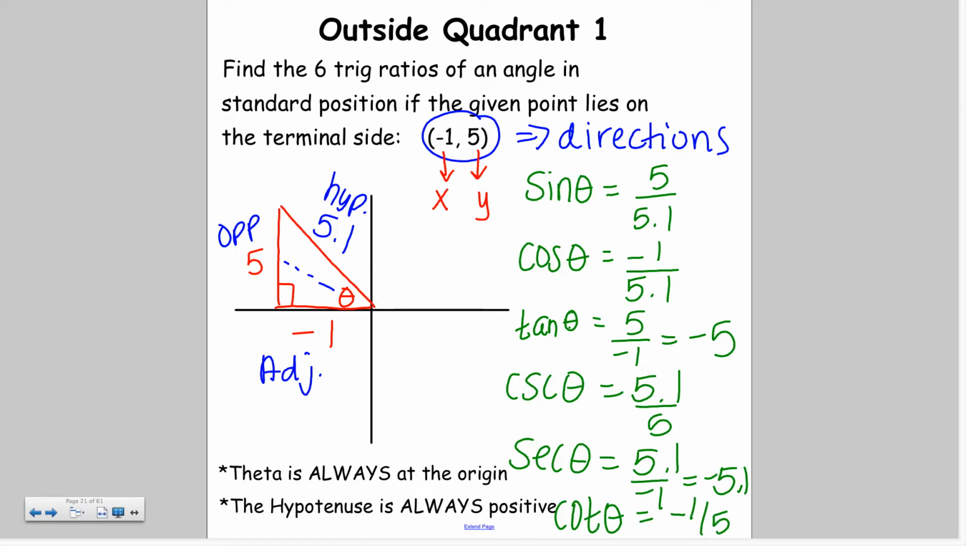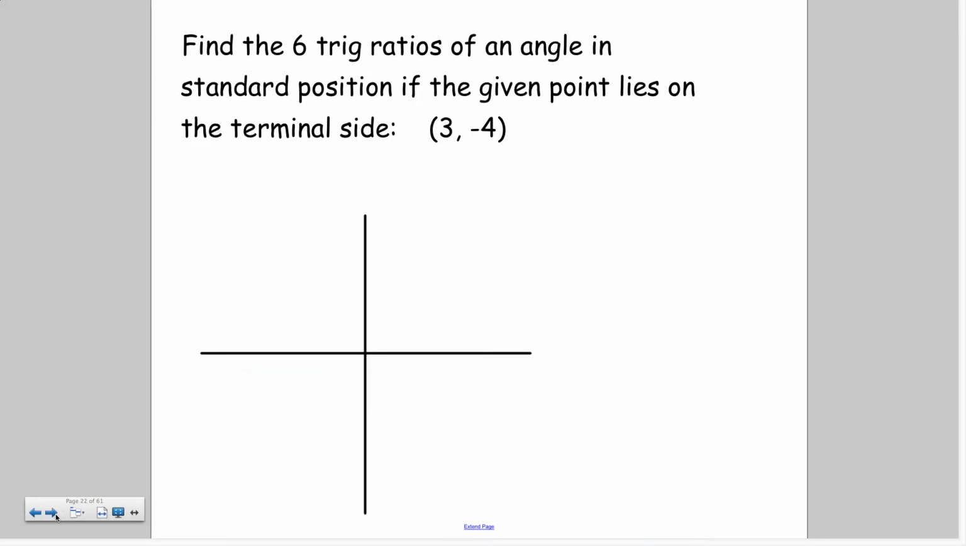Alright, top of page 11. This time your directions, you've got a positive x value, so that means I'm going to go to the right, and a negative y value, so that means I'm going to go down. Theta is always there, and there's my right angle. I do my Pythagorean theorem, and I get a hypotenuse of 5. It's a 3, 4, 5 triangle.